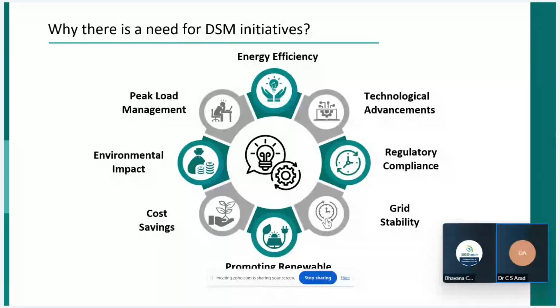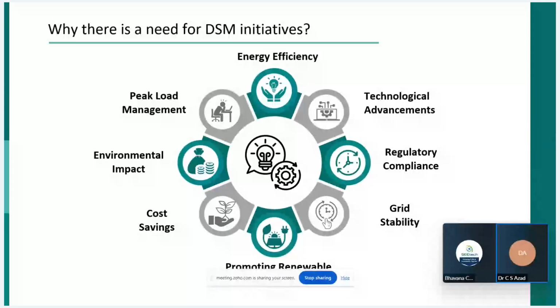Second thing is energy efficiency. We all know energy is precious and we have to conserve it. We are all professionals and familiar with the pros and cons of energy consumption. Energy efficiency is a primary concern, and for that we have to use demand side management. Next thing is peak load management. Why is this peak load important?